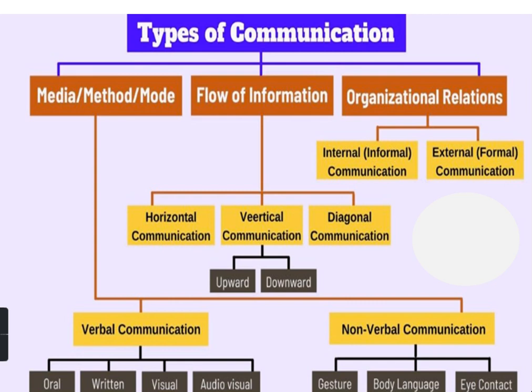Again, in respect to the flow of information, it may be the horizontal, the vertical, or the diagonal communication. Again, vertical communication is of two types. It may be the upward vertical communication, or the downward vertical communication. Again, in respect to the organizational relations, it is internal or informal communication, then it may be the external or formal communication. So these are the types of communication.